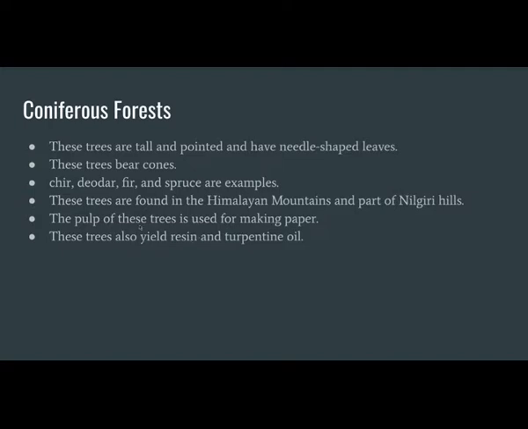And the pulp of these trees is used for making paper. Especially the pulp of these coniferous forest trees is used for making paper. These trees also yield resin and turpentine oil. We get resin from the tree bark, and from the resin we make turpentine oil. These are the things we get from these coniferous trees, and these trees grow together as a coniferous forest.